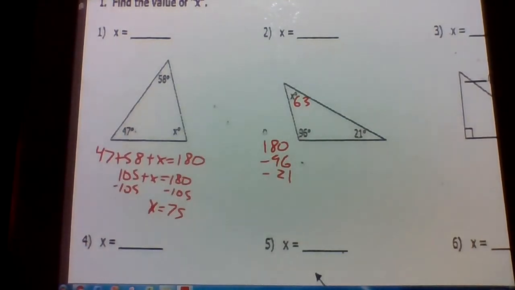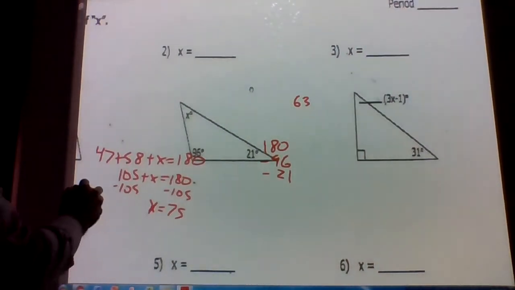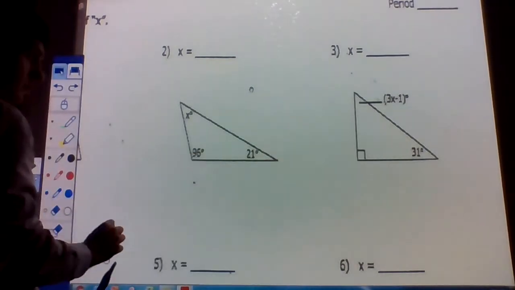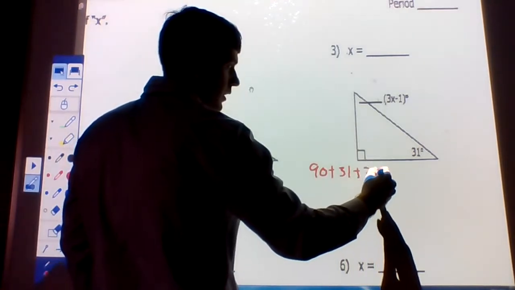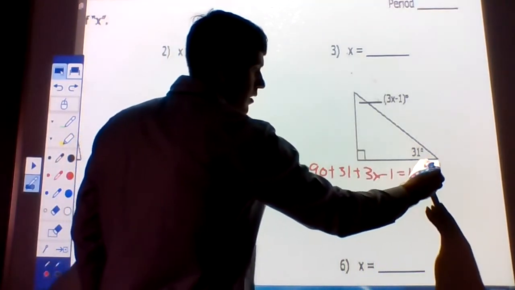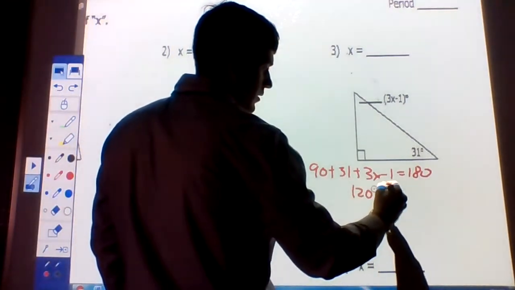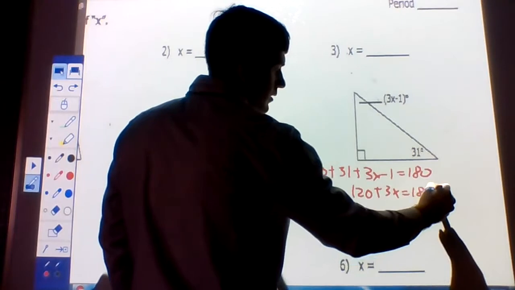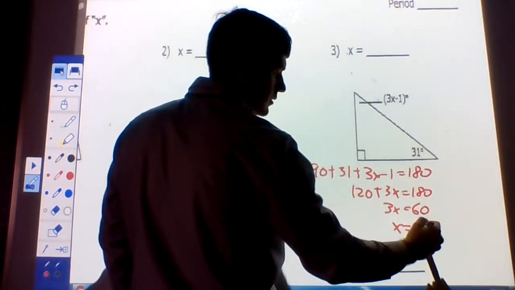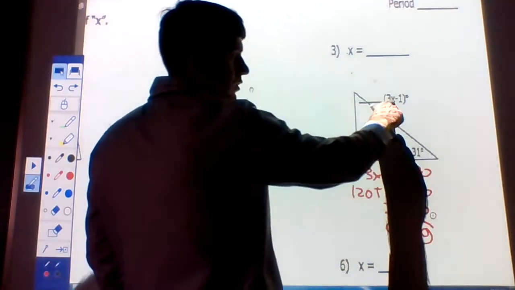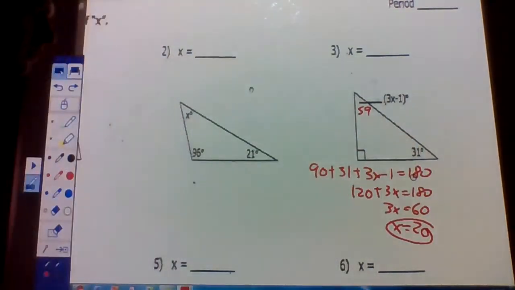Okay, and then the next one. Again, same idea. We're going to have 90 plus 31 plus 3x minus 1 equals 180. So that's going to be 120 plus 3x equals 180. We subtract 120 from both sides, we get 3x equals 60. So that means x is going to be equal to 20. We can plug it in and check. This would be 59, 31, and 90. We're good.